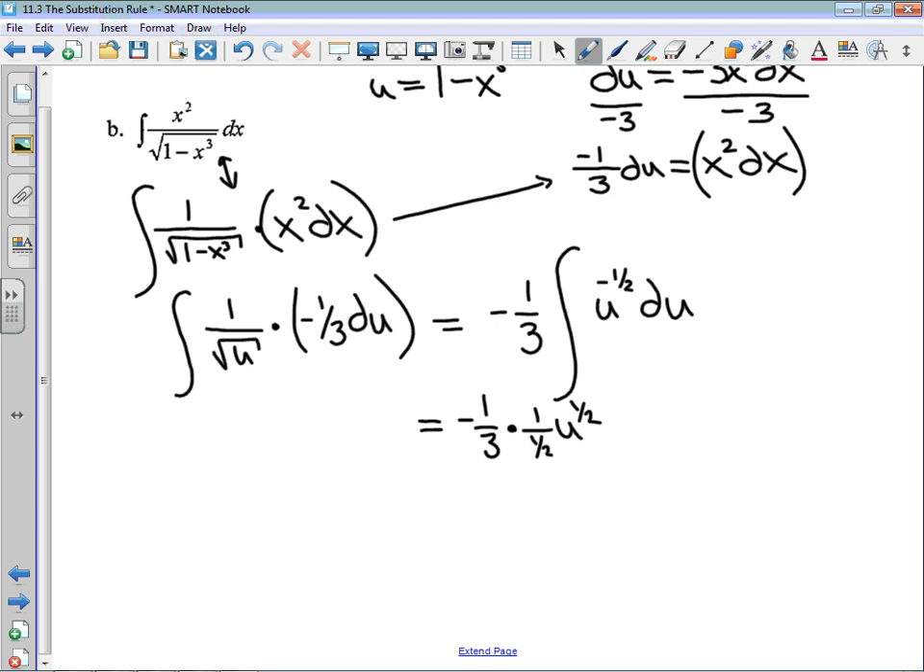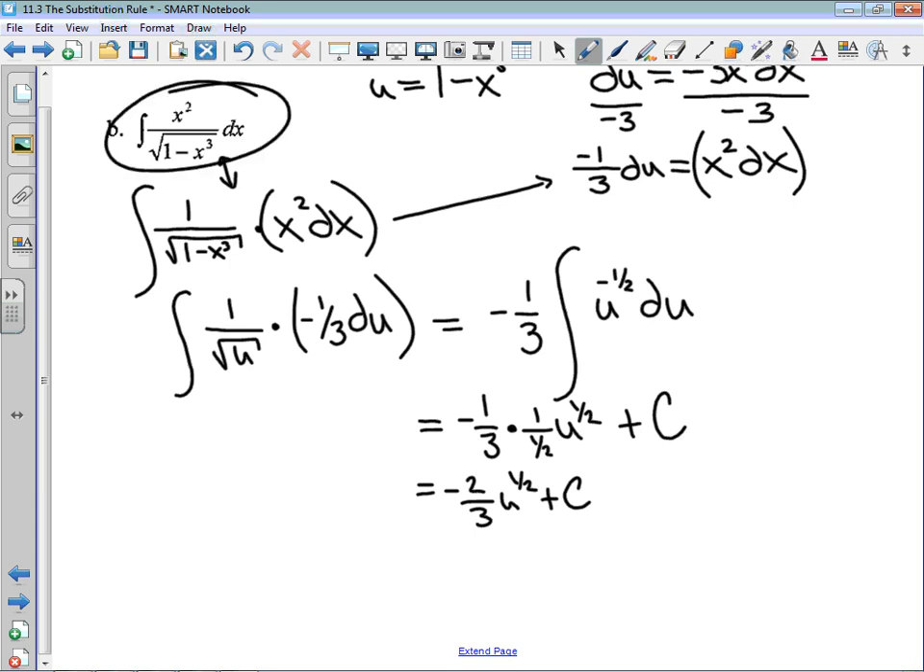Now, I wouldn't leave it like that. I'm going to rewrite this. 1 divided by 1/2 is 2. I multiply it by negative 1/3, so I get negative 2/3 u to the power of 1/2 plus a constant. And yet again, this final solution makes no sense based on the initial integral, because what's u? There's no u in that initial integral.